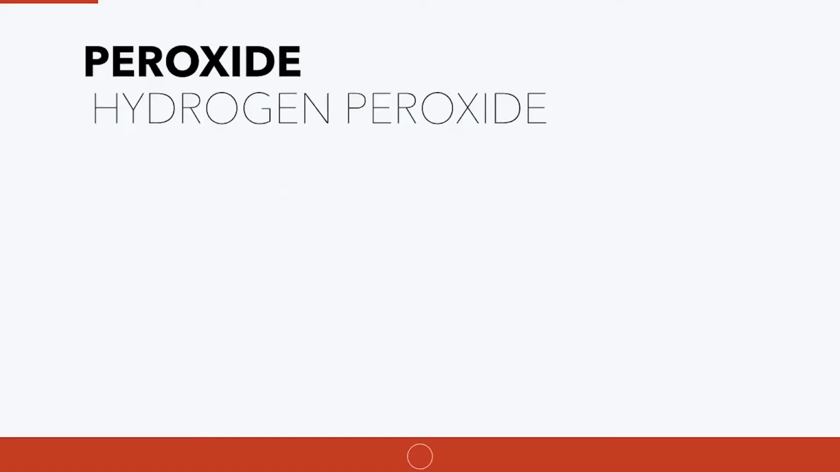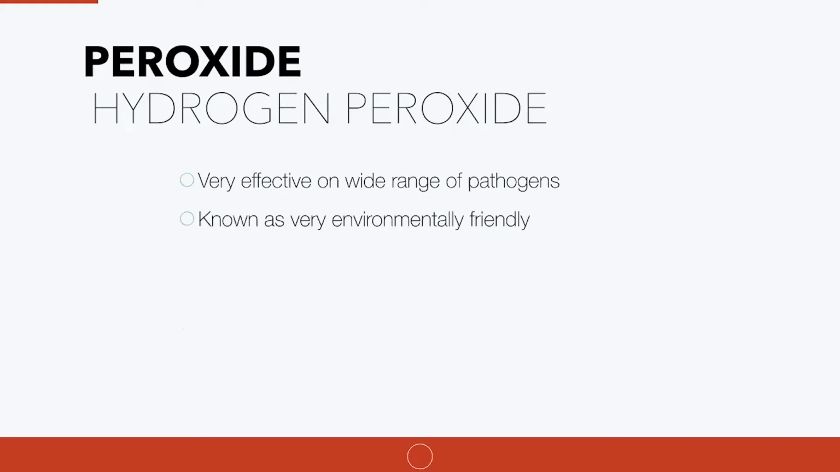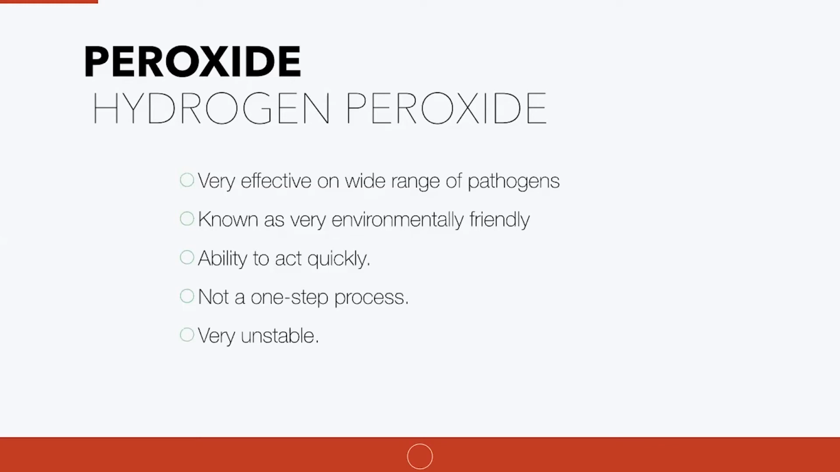The next active that we commonly see is hydrogen peroxide. Hydrogen peroxide is also very effective. It can be effective very quickly on certain surfaces. It's known to be very environmentally friendly. It has the ability to kill quickly. Traditionally, it is not a one-step process, although newer peroxide disinfectants can clean and disinfect in one step. The biggest problem is that it's very unstable. Just like bleach, if you have a peroxide disinfectant that's been on your shelf for a while, it may not be at the current activity level that it was when it was originally produced or approved for disinfection. So it's important to check your ppm level of a peroxide.